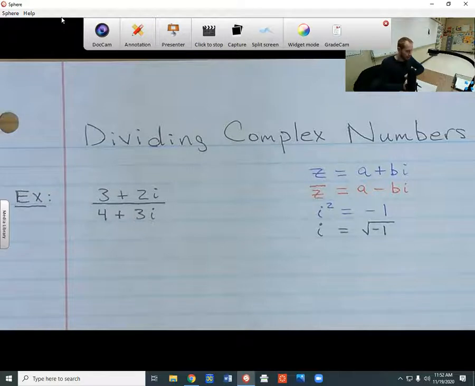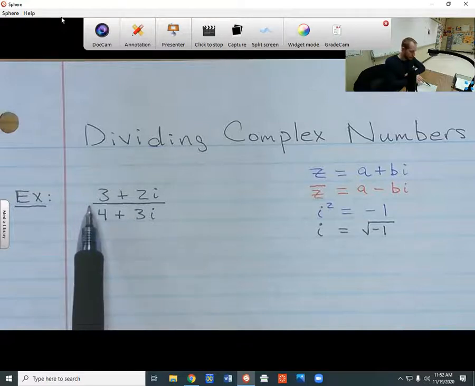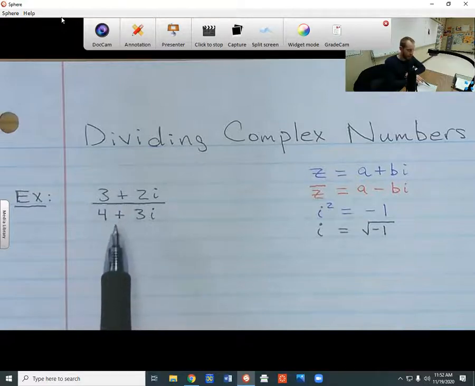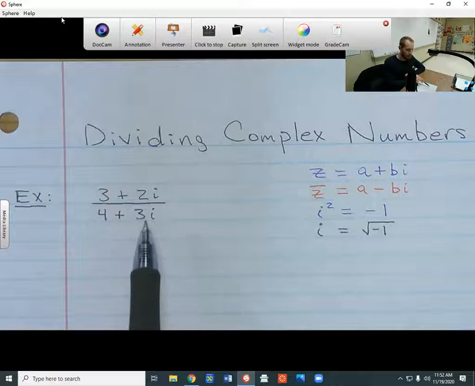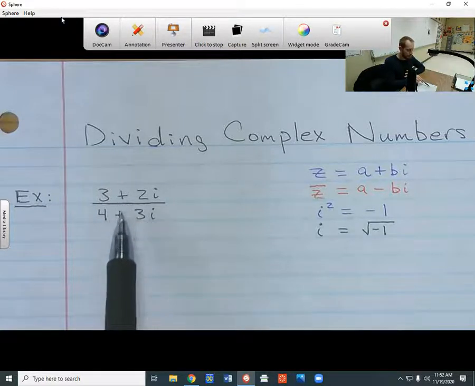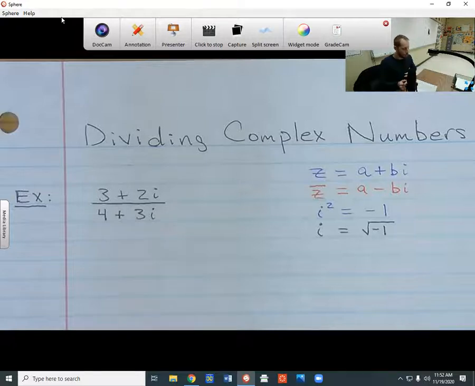So here, I have two complex numbers, and I'm dividing them. In the numerator, I have 3 plus 2i, and in the denominator, I have 4 plus 3i. I want to divide the top by the bottom. When we want to divide complex numbers, we want to make sure that we multiply the top and the bottom by the conjugate of whatever's at the bottom.